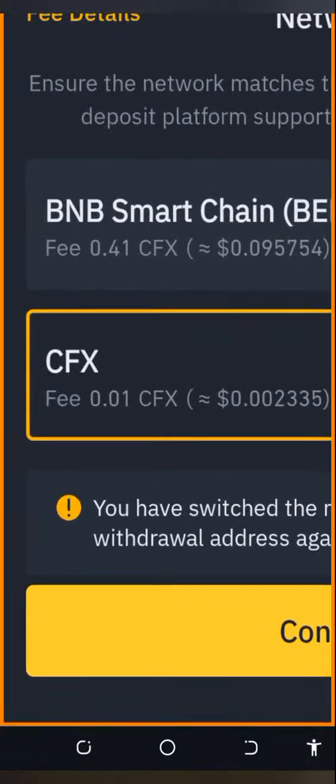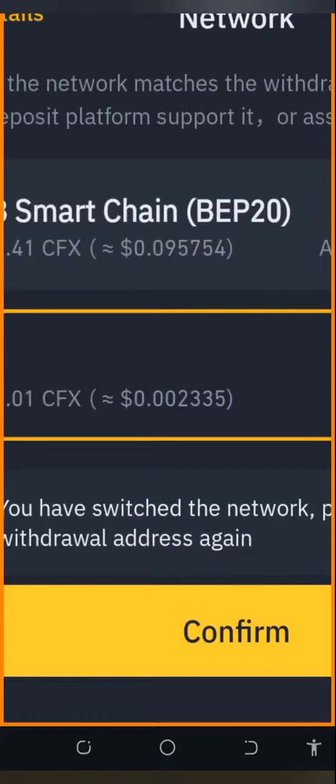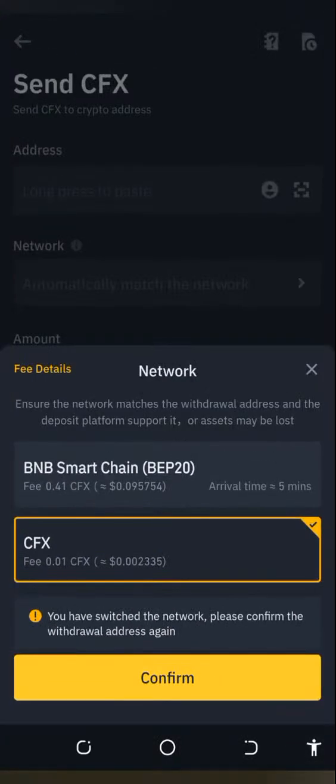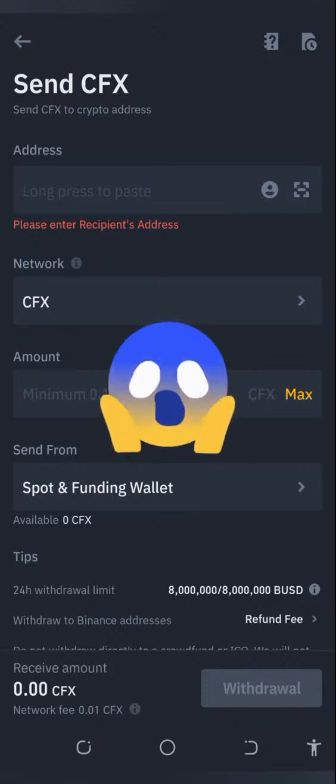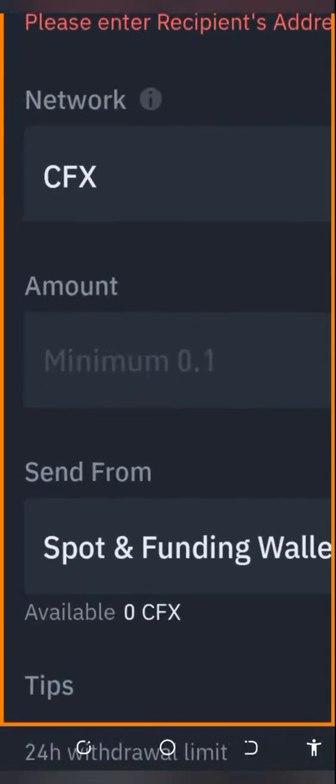How much is it? It's just about 0.002. That's less than 1 cent. Beautiful. That's less than 1 cent to send. Okay, let's go ahead and click on confirm. So what we need to do here is be sure that this is going to deliver. Don't forget, if you send money to a wrong address, your money is gone. Okay, so now what is the minimum that we can send? The minimum is 0.1 CFX.